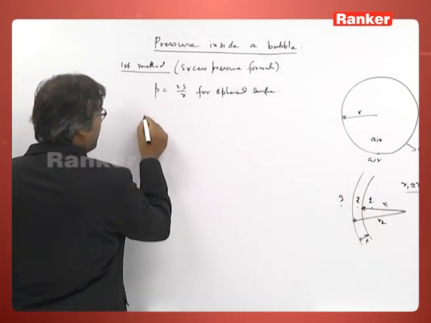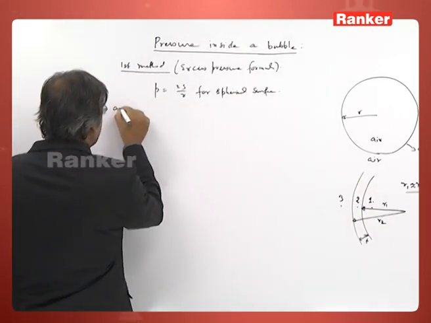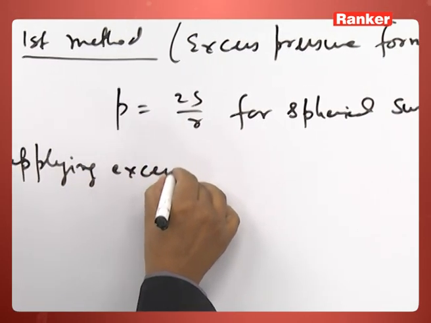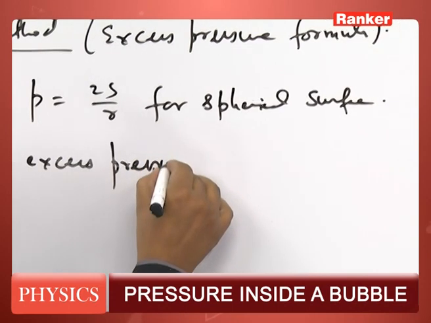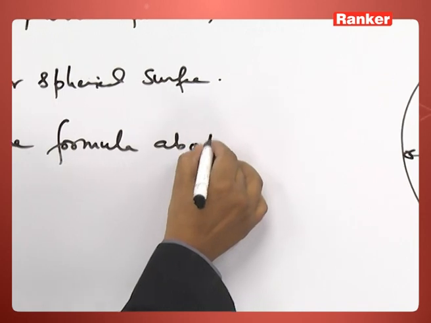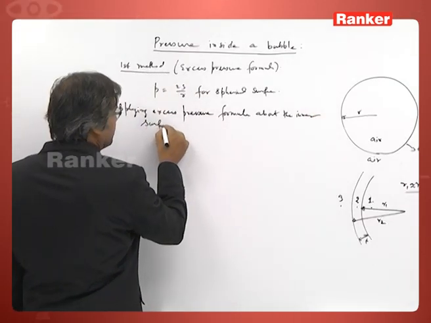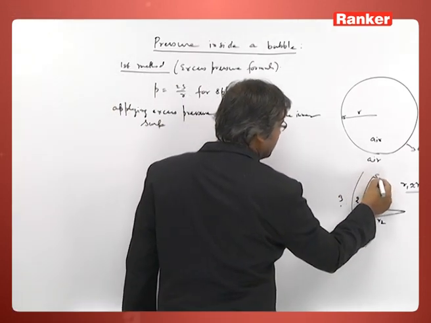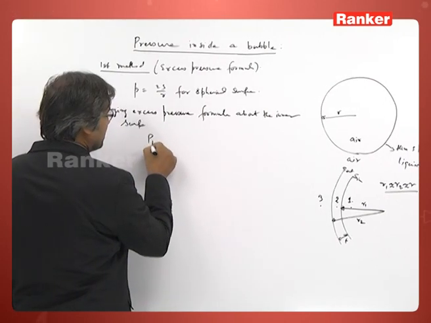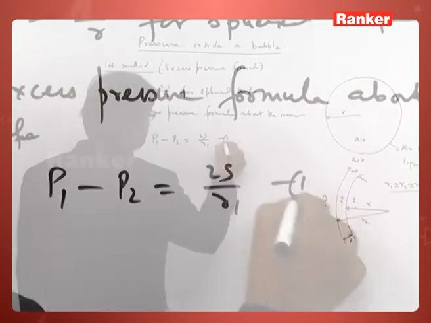Now, applying the excess pressure formula about the inner surface. Suppose I say this is S in and S out. So, for the inner surface, inside the pressure P1 is greater than P2 by 2S by R1.